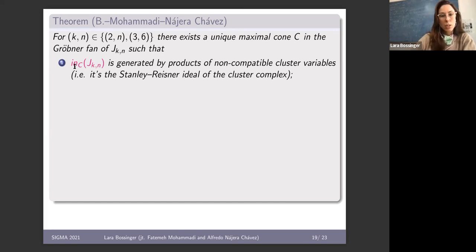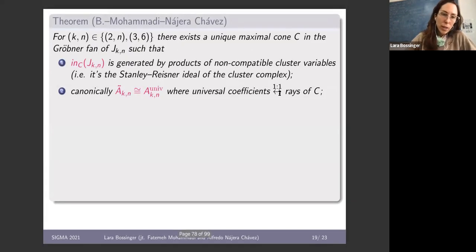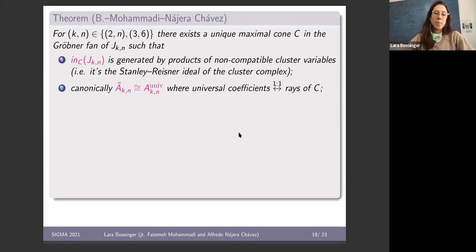Another way to see this is that this initial ideal is the Stanley-Reisner ideal of the cluster complex, but I didn't want to introduce the cluster complex, so just as a side comment. Moreover, there's a canonical isomorphism between the algebra A tilde that we obtain by lifting the Plücker algebra with respect to this cone and the cluster algebra with universal coefficients, where the rays of my cone are now in bijection with the universal coefficients, which are further in bijection with the mutable cluster variables.